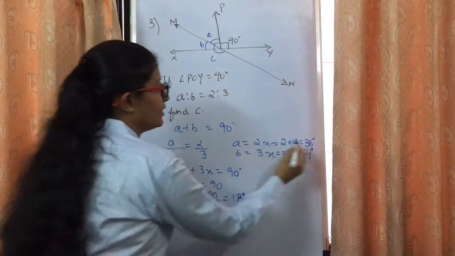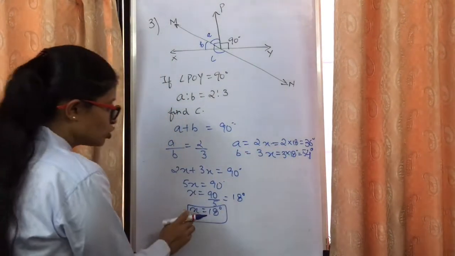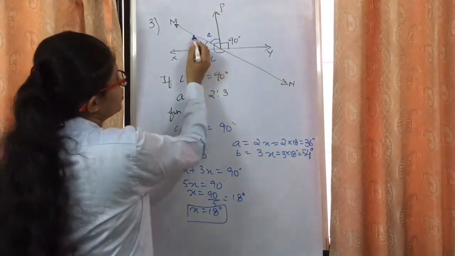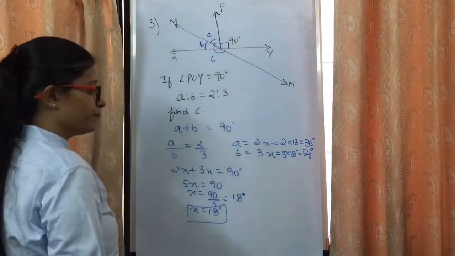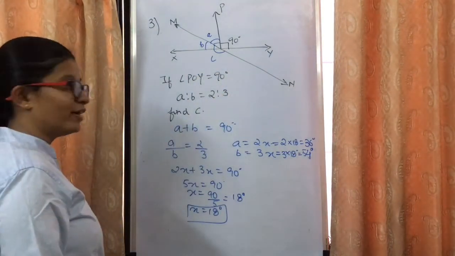So the angle A measures 36 degrees, angle B measures 54 degrees. So x आया, A and B आया. हमको पूछा क्या है? C पूछा है. Can you see MN is a line? And if MN is a line, angle B and angle C together will make 180 degree.